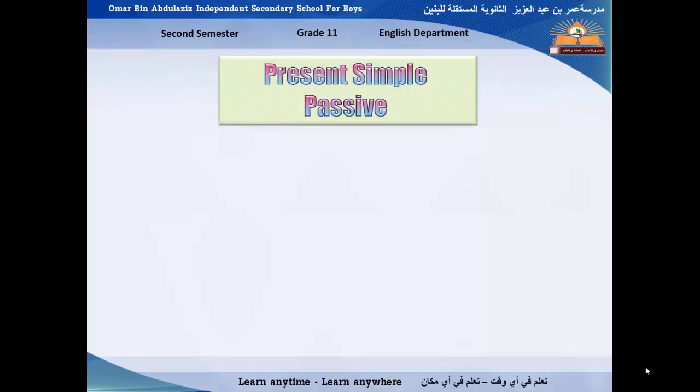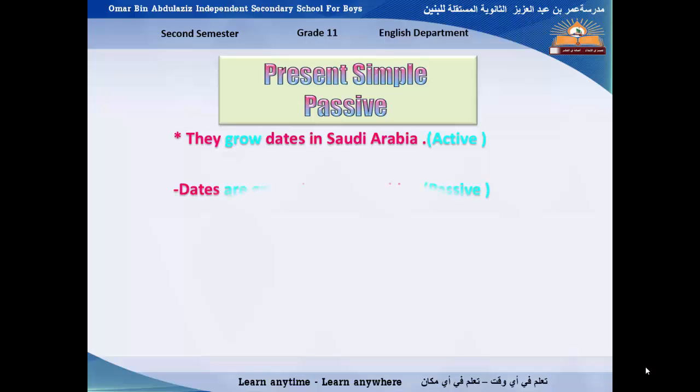Firstly, we are going to study how to change the active voice into passive voice with the present simple tense. We are going to read this example. They grow dates in Saudi Arabia. This statement is active. We want to change it into passive, so it would be: dates are grown in Saudi Arabia. This is a passive voice.